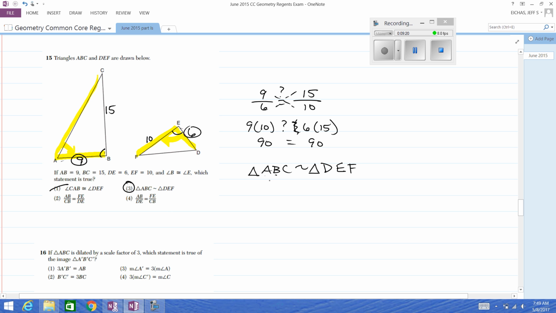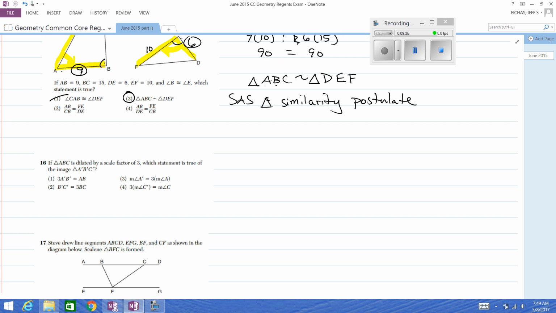This one is the true one. All right, we just proved that by side angle side triangle similarity postulate. So that's the one that we're looking for. You could check the other ones, but they're not going to work out. So, all right, moving on to 16.